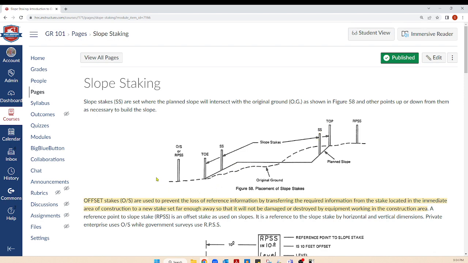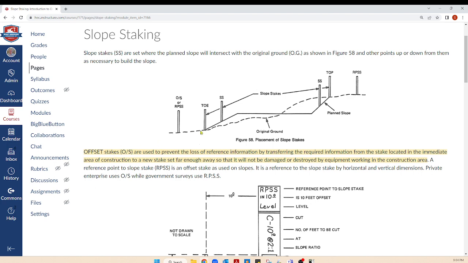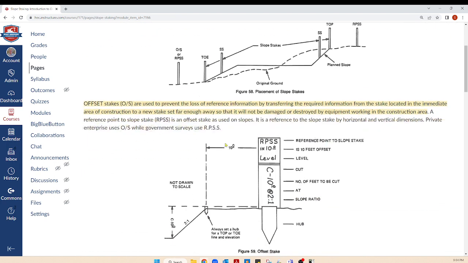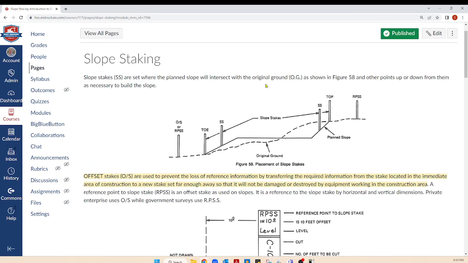So offset stakes, we just had a glimpse of that using double line and stuff.